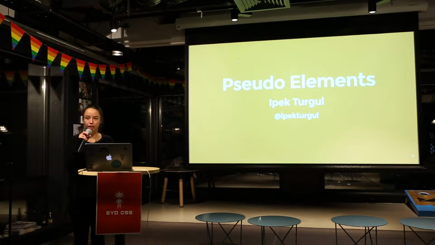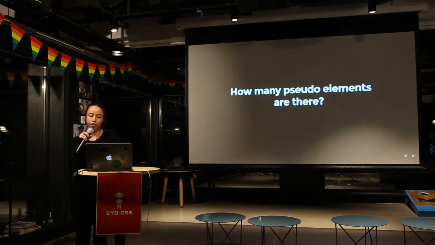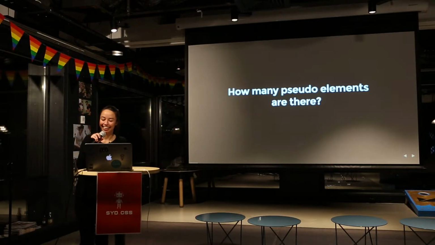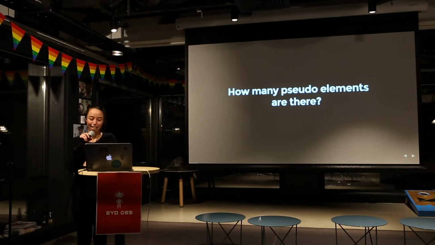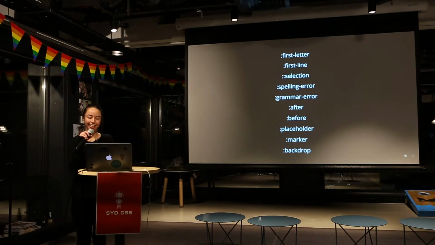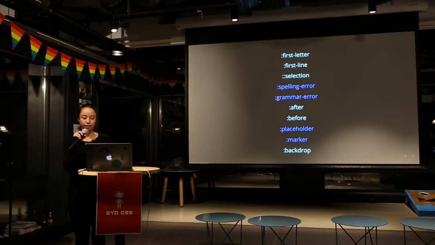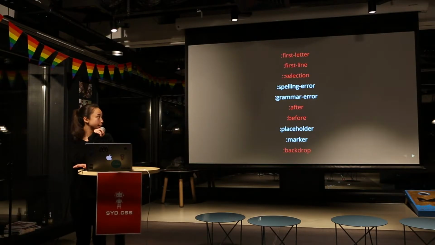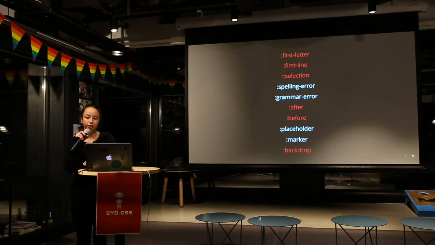So pseudo elements are to style one portion of the document. Do we know how many pseudo elements there are? 4? 5? Okay. There are actually 10 elements. These 4 are experimental, so they're not ready to use. I'm going to focus on these 6 instead, because we can just use them.